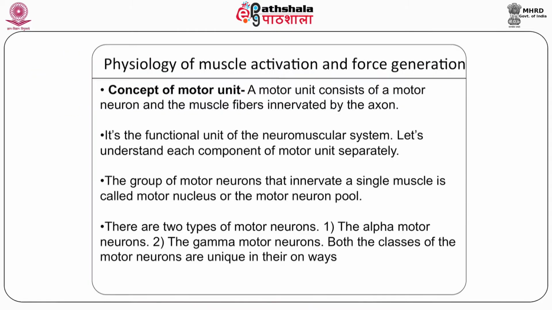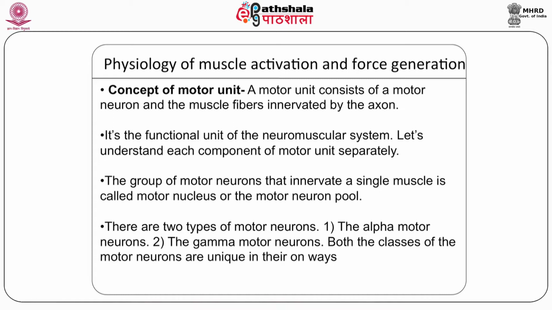The concept of motor unit is that the motor unit consists of a motor neuron and the muscle fibers innervated by the axon. It is the functional unit of the neuromuscular system. Let us understand each component of motor unit separately.